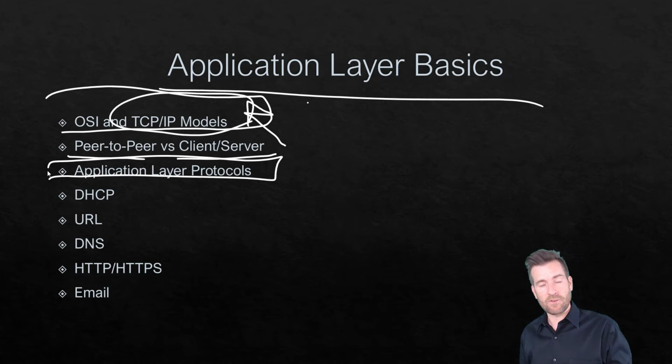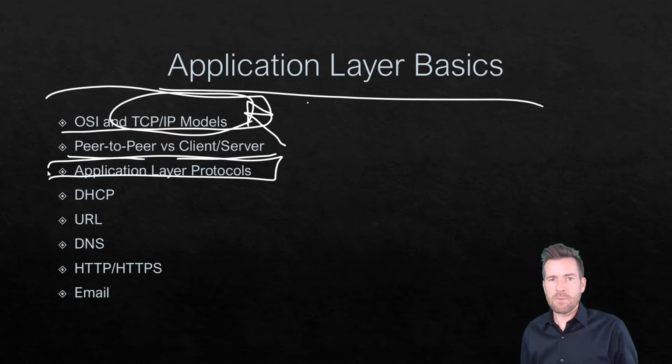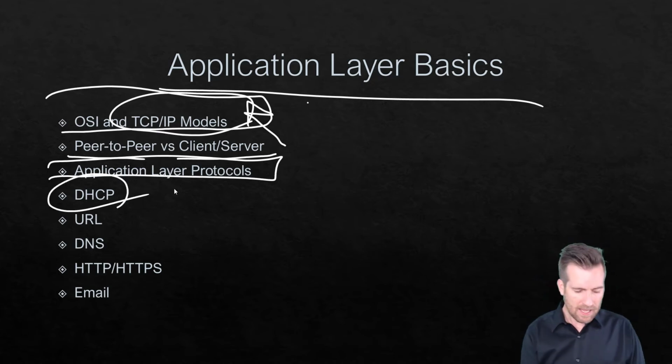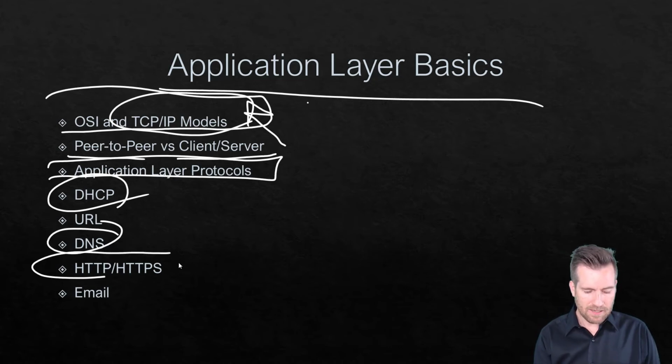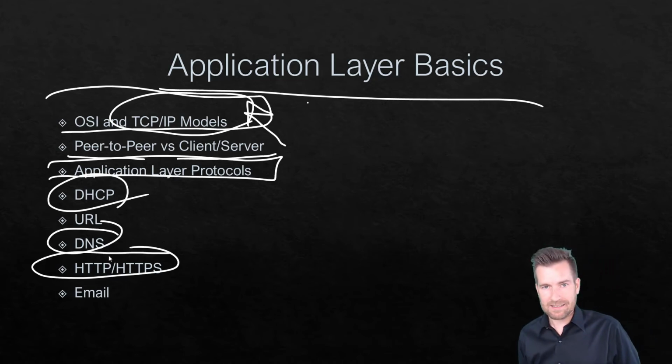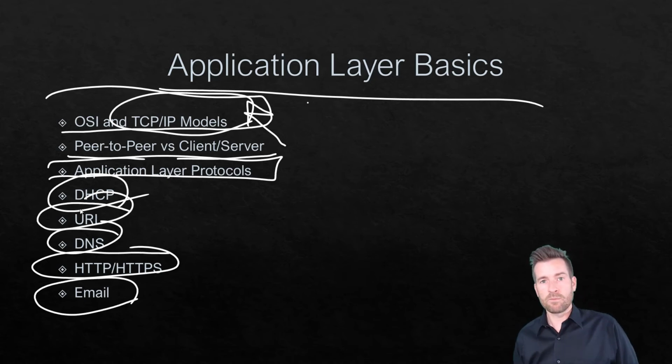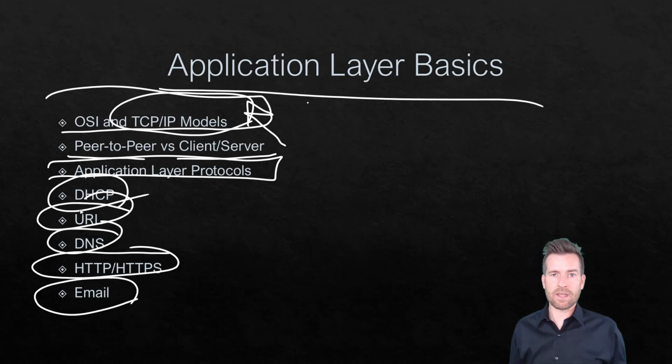Then we talked about some different application layer protocols. I gave you a list of different application layer protocols. That's really just the tip of the iceberg. There are so many different ones out there. But we also talked about some specific ones such as DHCP, DNS, HTTP, HTTPS, and even some email protocols that we have out there. We also talked about URLs, the Uniform Resource Locator, and how it could be used. And so we're going to go more in depth into this in some following videos now.